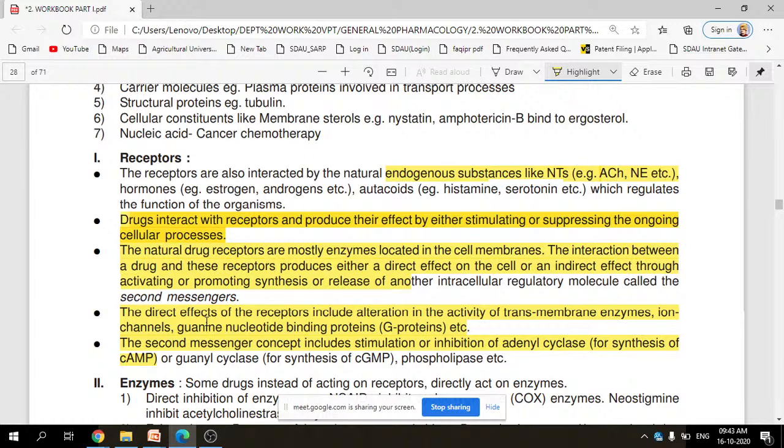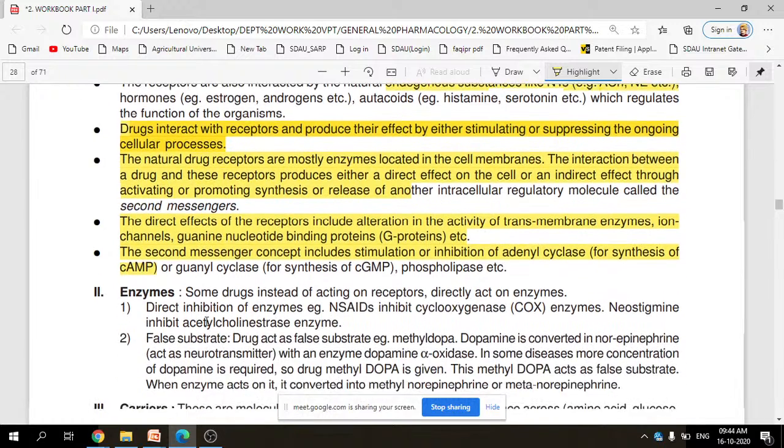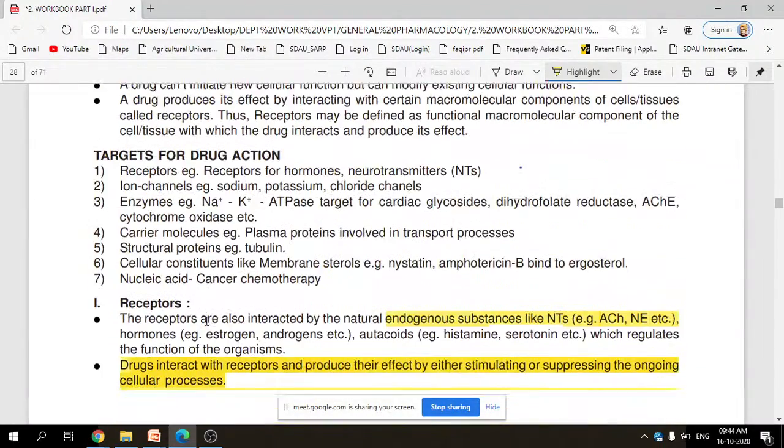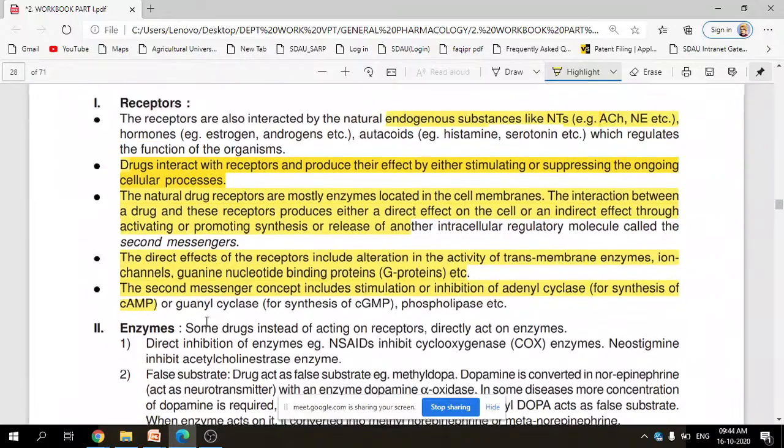So when a drug combines with the receptors, it will initiate a series of biochemical processes. There may be stimulation of certain enzymes, or there may be inhibition of certain enzymes, depending upon the configuration of the drug-receptor complex. If the enzyme is activated, then there may be an increase in the synthesis of cyclic AMP and cyclic GMP, which we will come to in the later part of the discussion. So this is the basic concept of receptors.